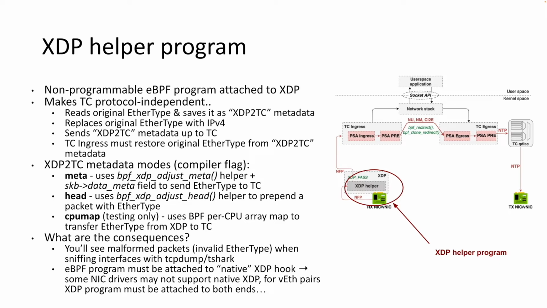Additionally, there are some operability issues. For instance, some NIC drivers may not support the native XDP mode, which is required for XDP helper program. Also, virtual Ethernet pairs require XDP program to be attached to both ends. So if we use this type of virtual interfaces with PSA eBPF, we need to make sure that the dummy XDP program is attached to the second end of a virtual Ethernet pair.